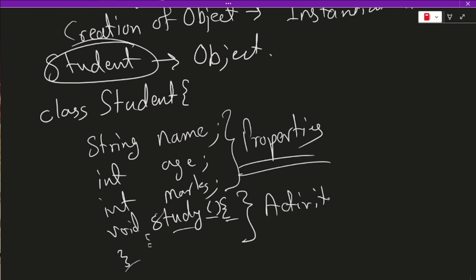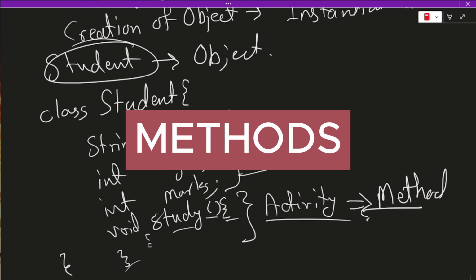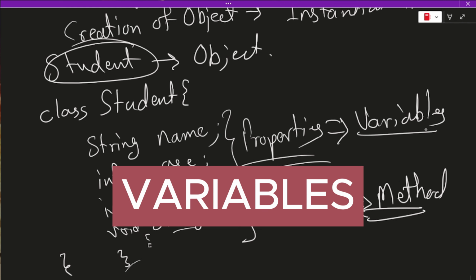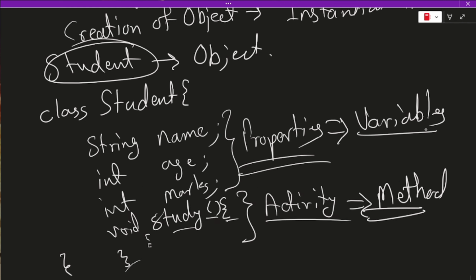Here, study is nothing but the activity of our student. So any activity done by our object is considered a method, and any property related to our object is considered a variable, right? If you come from a Python or C++ background, you also know the concept of functions, right?